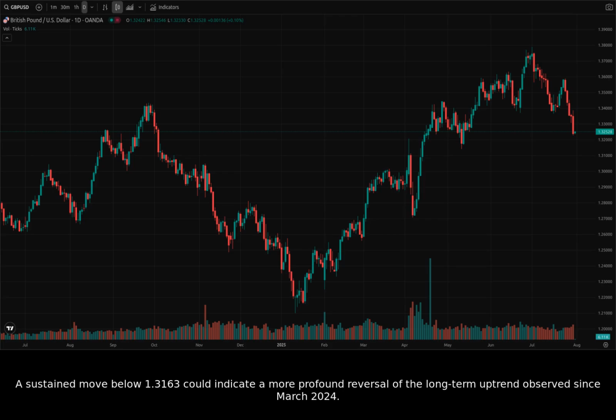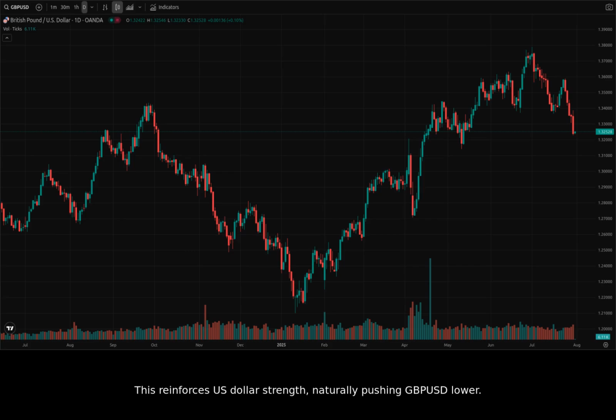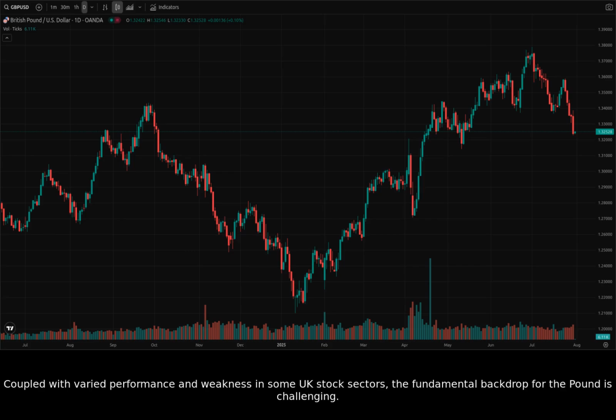For reasons to be bearish, the primary driver is the Federal Reserve's stance on interest rates, with expectations for cuts being trimmed. This reinforces US dollar strength, naturally pushing GBPUSD lower. Coupled with varied performance and weakness in some UK stock sectors, the fundamental backdrop for the pound is challenging.